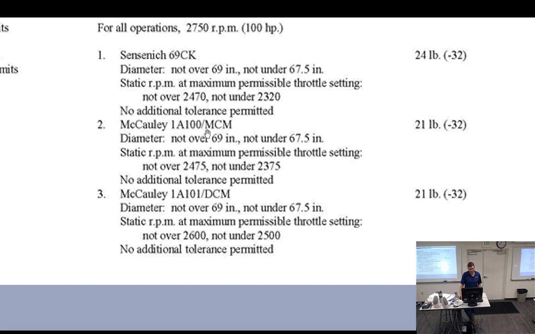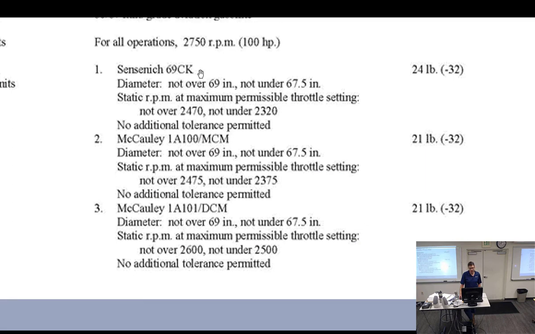1A100, see, that doesn't really help me with the numbering right there. But between 69 and 67, or this Macaulay right here, what about the pitch? They're not giving me any pitch information. For the 1A100 DCM or the 69CK, no pitch information. So can I have any pitch I want?